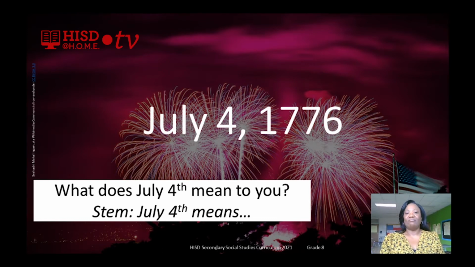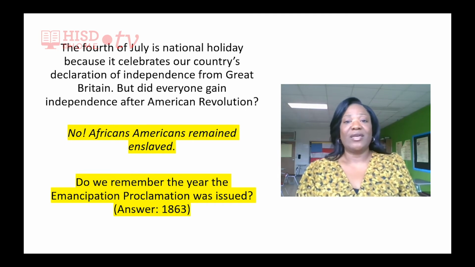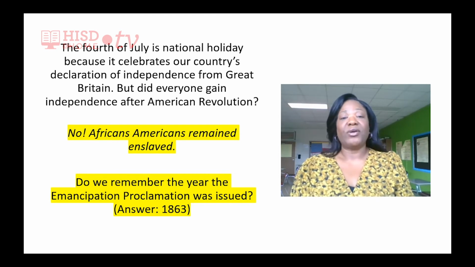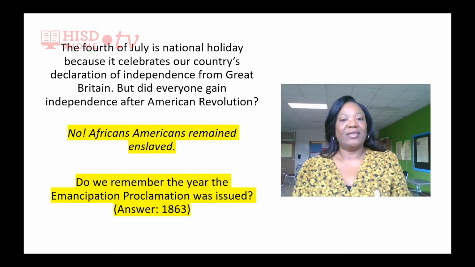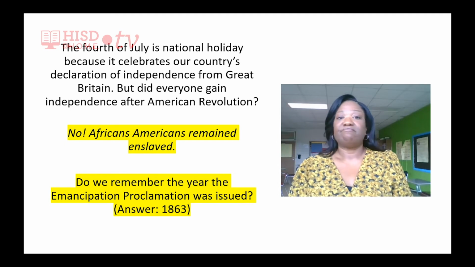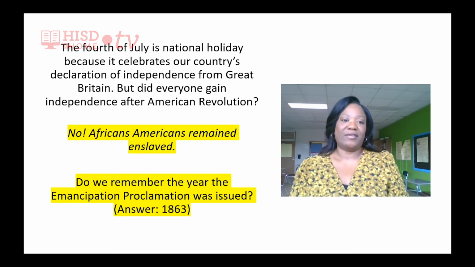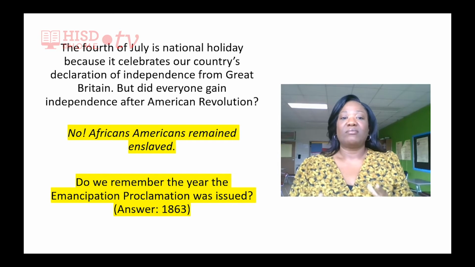Well, the 4th of July is a national holiday because it celebrates our country's Declaration of Independence from Great Britain. But did everyone gain independence after the American Revolution? No. African Americans remained enslaved. So when freedom was granted to African Americans, this was called the Emancipation Proclamation.